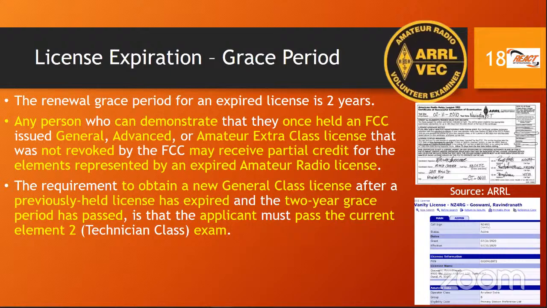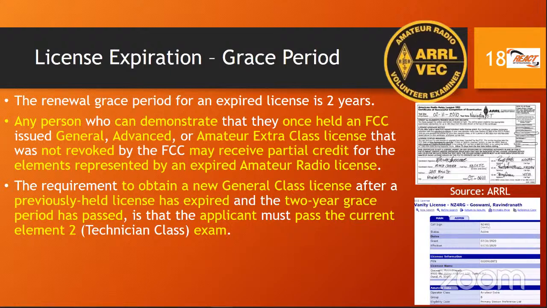However, if your license were to expire, you have a 2 year grace period that you could renew without having to redo any exam. But what happens if 2 years elapsed, meaning that you did not renew your FCC license, and 2 years passed and you want to renew? Can you just go and pay? No, you cannot. After 2 years, you have to do at least the technician class exam.